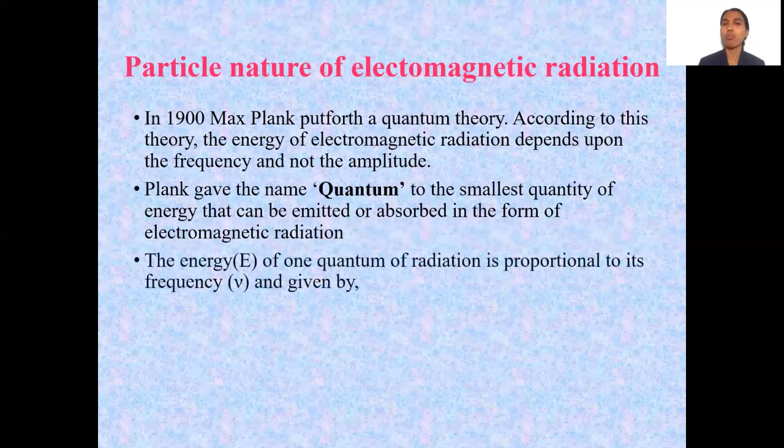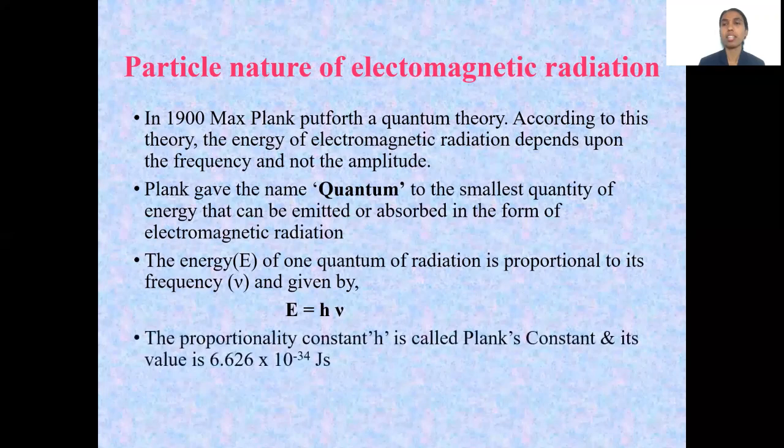Now the energy E of one quantum of radiation is proportional to its frequency, because we have already seen that the energy of electromagnetic radiation depends upon the frequency. So what is the relation between energy and frequency? The energy of one quantum of radiation is proportional to its frequency, and that relation is given by E equals h nu, where h is the proportionality constant called Planck's constant, and its value is 6.626 into 10 raised to minus 34 joule second. This is the value of Planck's constant h.